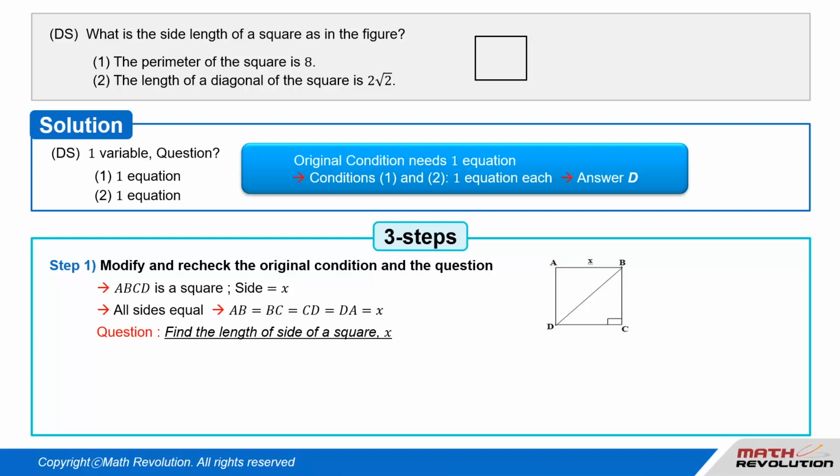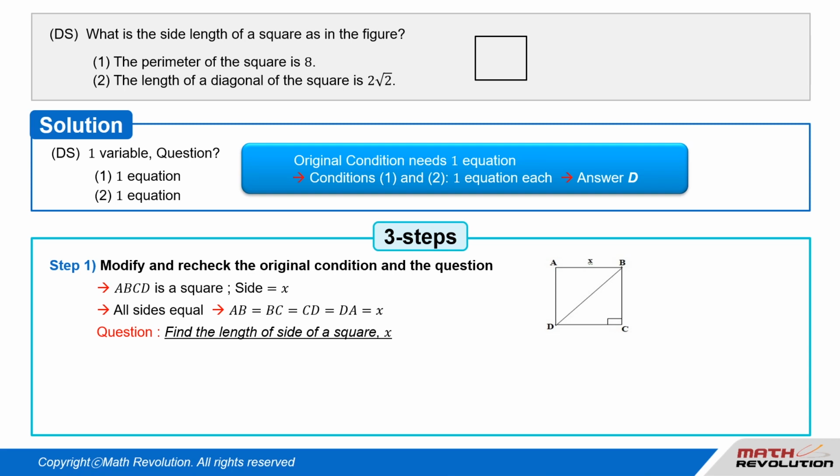Follow the first step of the variable approach by modifying and rechecking the original condition and the question. Let the side of the square ABCD be x, as all sides of a square are equal. AB is equal to BC is equal to CD is equal to DA, which equals x. There is only one variable as shown above. We have to find the dimensions of a square, x. The answer is D because there is one variable.